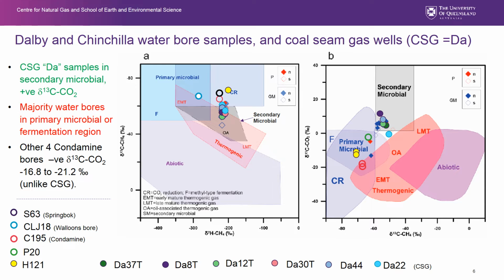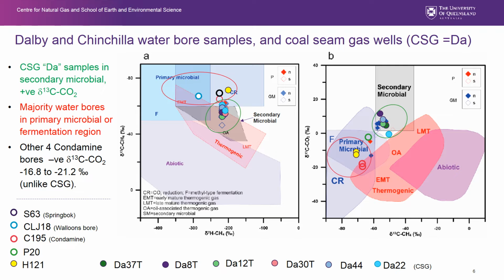Here are the Chinchilla water bore samples and also the coal seam gas wells that we sampled. The coal seam gas samples are again in the secondary microbial region with positive 13C of CO2, and the water bores are generally in the primary microbial or fermentation region. There are also some other samples which aren't shown in these two plots because we just weren't able to measure both of the isotopes to plot them.